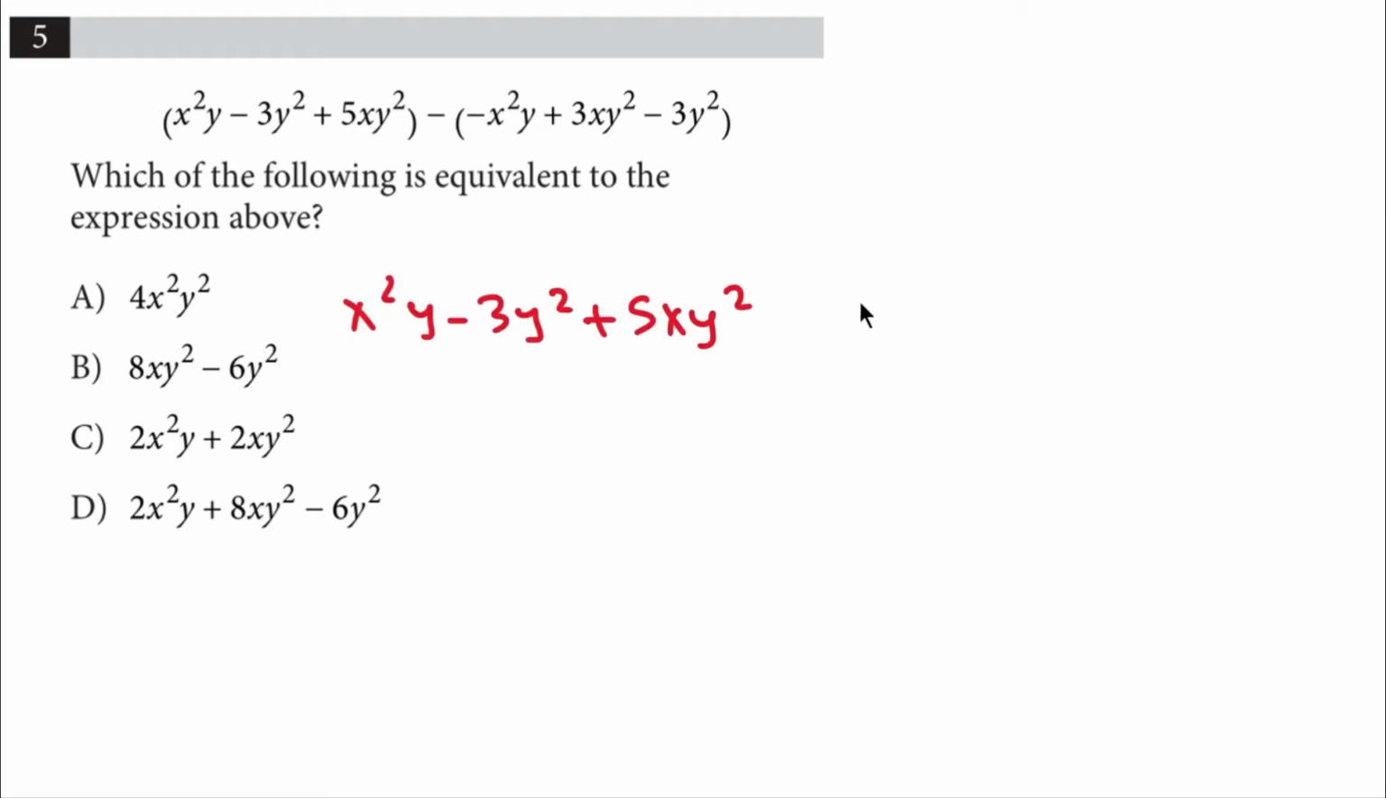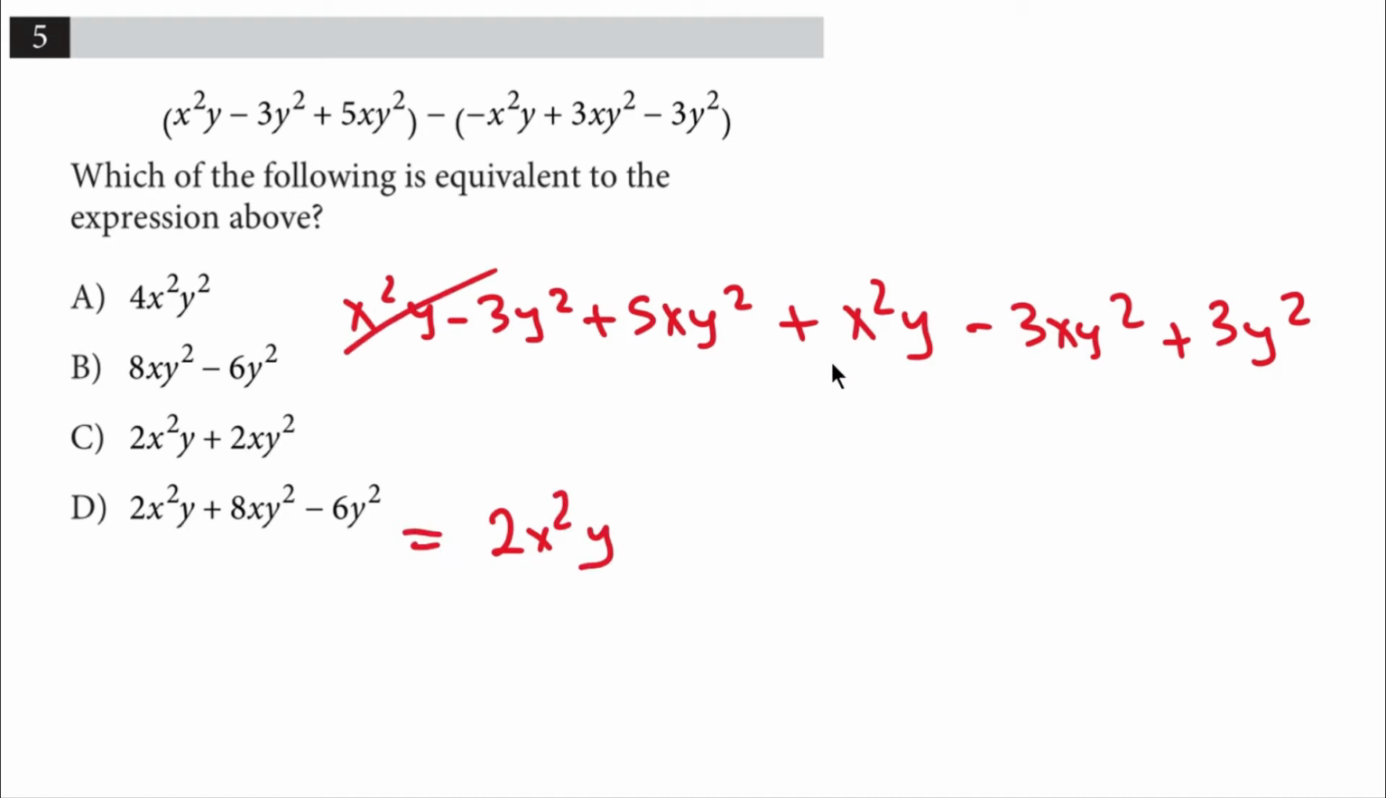Negative times negative x squared times y will give us positive x squared times y. Then negative sign times 3xy squared will give us negative 3xy squared, and negative times negative 3y squared will give us positive 3y squared. Now let's sum the like terms. Well, x squared times y and x squared times y will sum up, and they will give us 2x squared y. So we can cross them out.